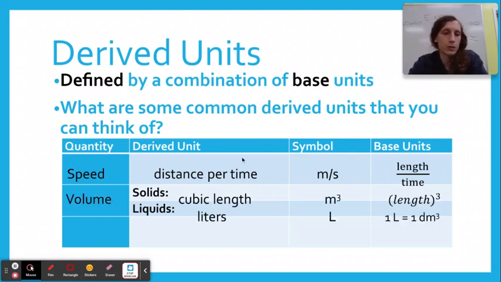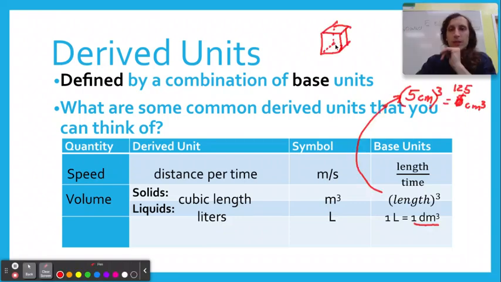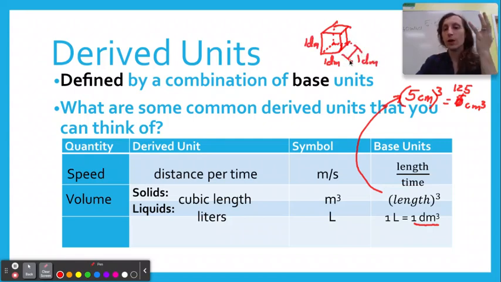The next one we're going to talk about is volume. So for solids, we typically measure volume in cubic length, such as meters cubed or centimeters cubed. And for liquids, we use liters or milliliters. So those are the two symbols for meters cubed and liters. If I have a little cube that's 1 decimeter on all of its sides, then that is equal to 1 liter of liquid, whatever it is.